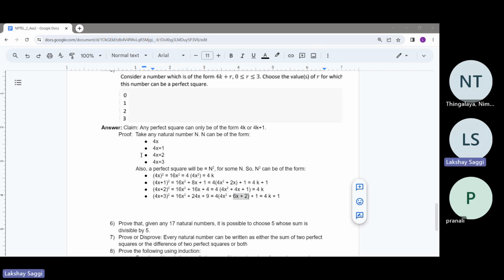Okay, so it's clear, Nimitha, right? Is there some doubt, Nimitha? Okay, sure. If no problem, then I guess we can move forward.